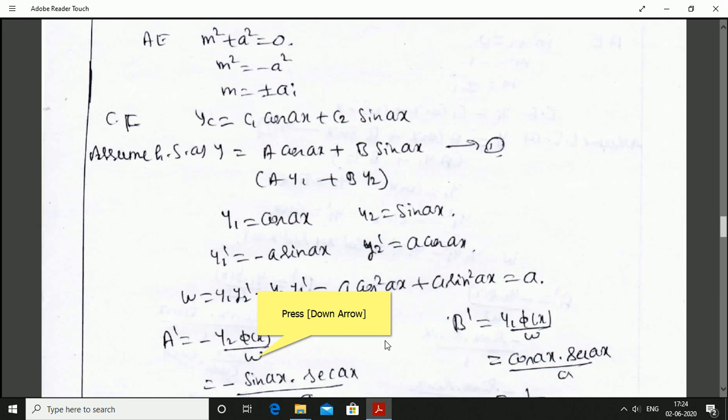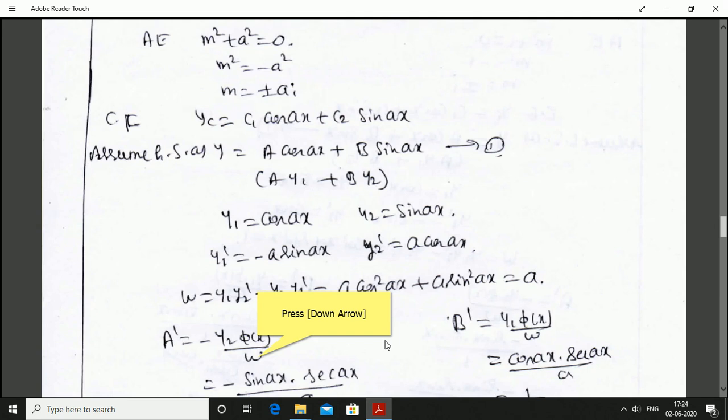W = y1 y2' minus y2 y1'. It is the determinant of y1, y2, y1', y2'. That is equal to cos ax times a cos ax, which is a cos^2 ax, minus sin ax times minus a sin ax, which is plus a sin^2 ax. In these two, a is common. cos^2 ax plus sin^2 ax is equal to 1, so 1 times a is a. The W value is equal to a.